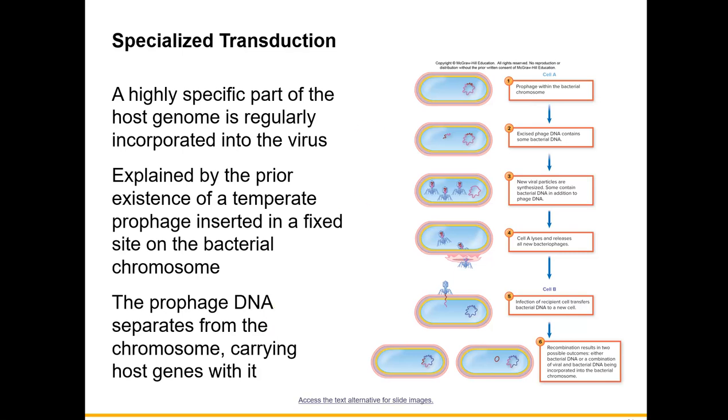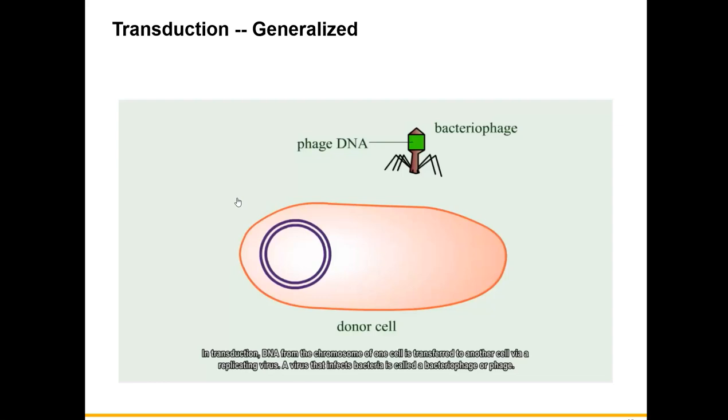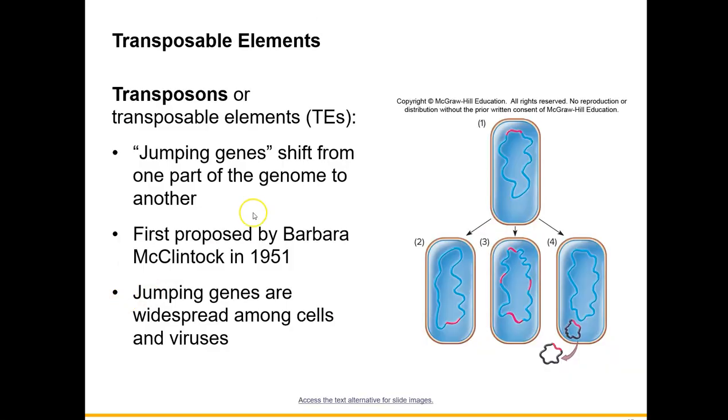Specialized is when a highly specific part of the host genome is regularly incorporated into the virus. So specific genes are inserted. This is explained by the prior existence of a temperate phage inserted in a fixed site of the bacterial chromosome. So prophage DNA separates from the chromosome and carries the genes with it. Here you've got the prophage, and then it is excised from the chromosome and makes phage, and it's going to break open and then go to the next cell. There are some videos here on generalized and specialized transduction.